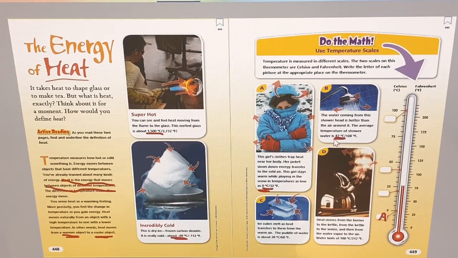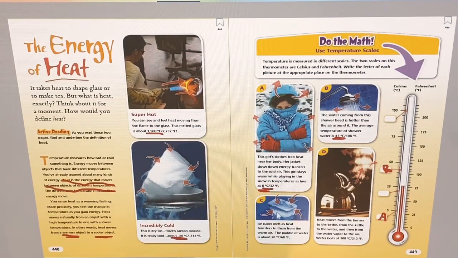42 Celsius. Where is 42 Celsius? Let's find out. This is 0, and this is 25, and this is 50. Oh, I'm looking for 42, so it must be over here. Yes, because it's less than 50 and more than 25. Yes, this is B. All right, letter C.